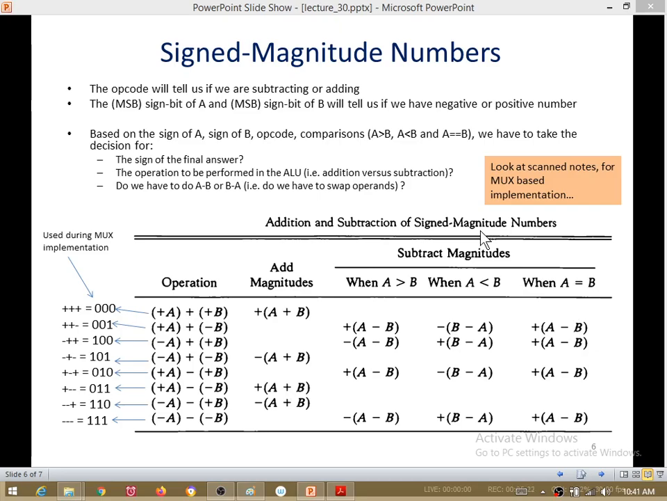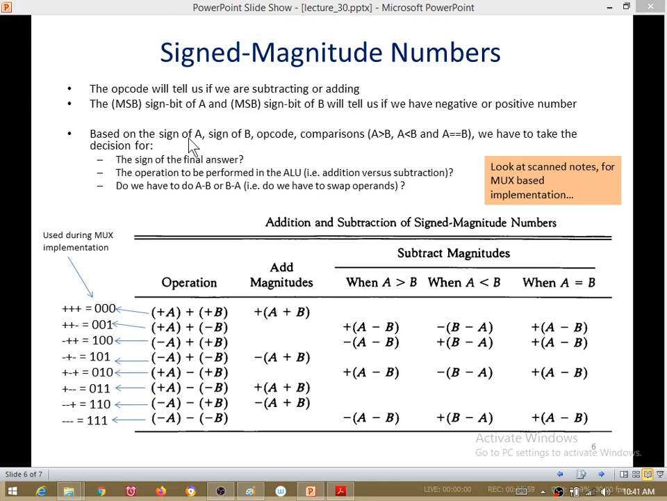Now if we think about it, how do we know that a particular operand is plus or a particular operand is minus? We can simply observe the MSB digit of A. Similarly, how do I know if my operand B is plus or minus? I can simply observe the MSB digit of B. Similarly, how do I know if I have to subtract or add? That obviously will be told to us by some form of an opcode, an operation code, which will tell us if we are going to subtract or add two signed magnitude numbers.